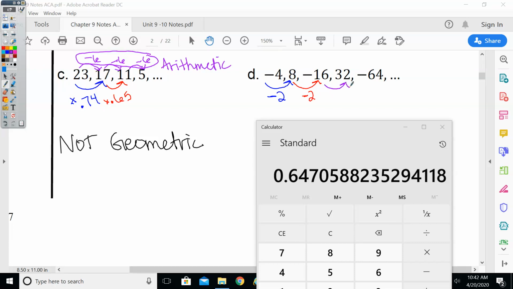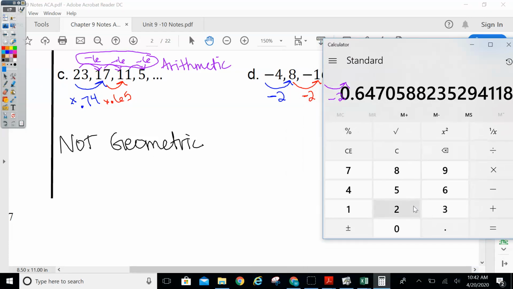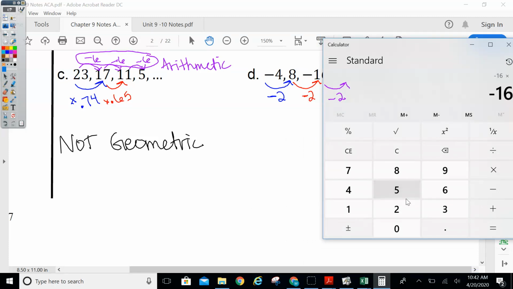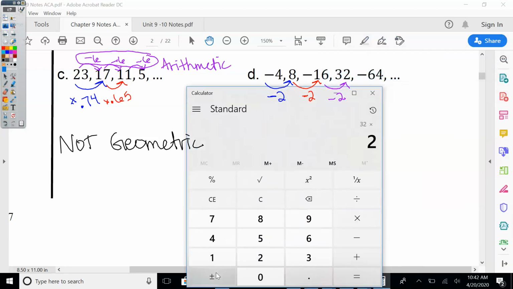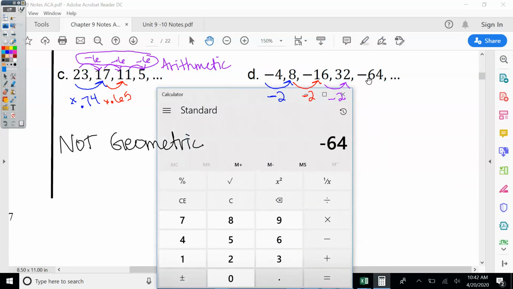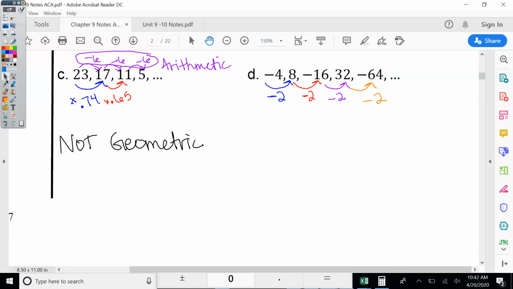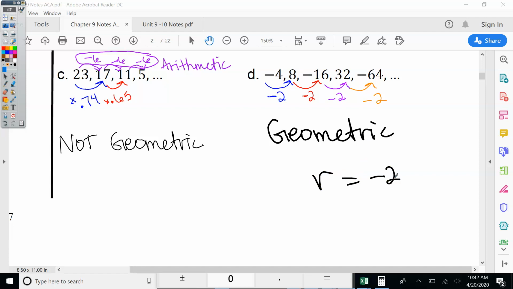And then here, let's just check if it's -2. So if I do -16, 16 negative times 2 negative is 32, so that one's good. And then times -2 again, so times 2 negative is -64. So these numbers are all the same. So I can say yes, it's geometric. And my common ratio is -2, because that's what I'm multiplying by.